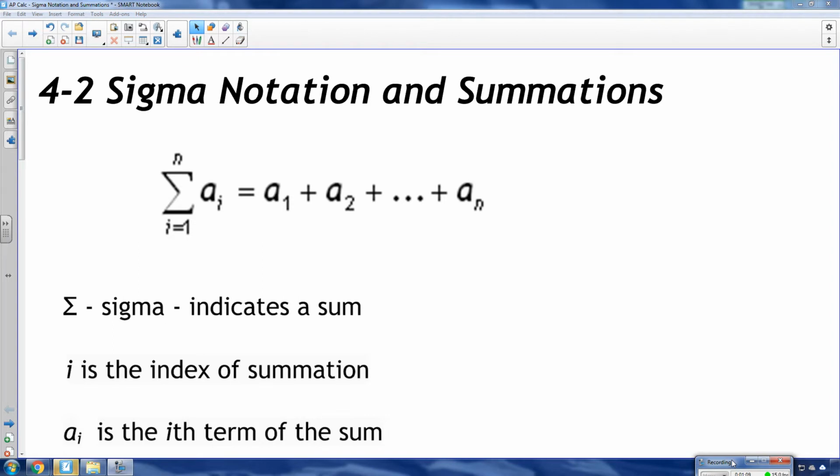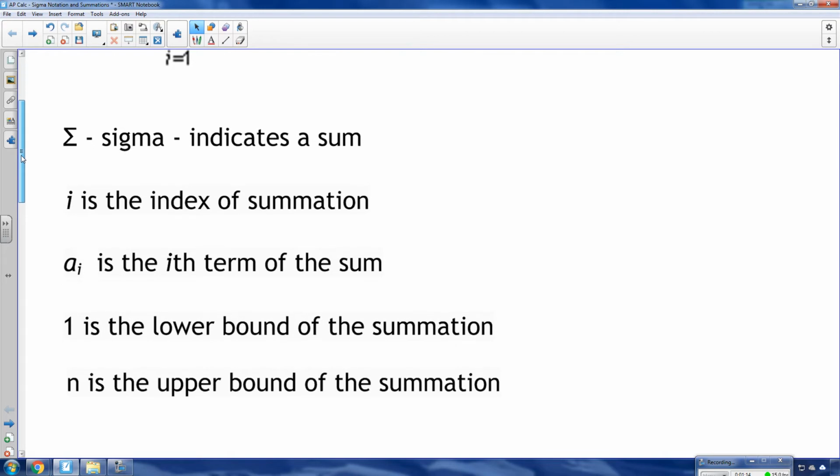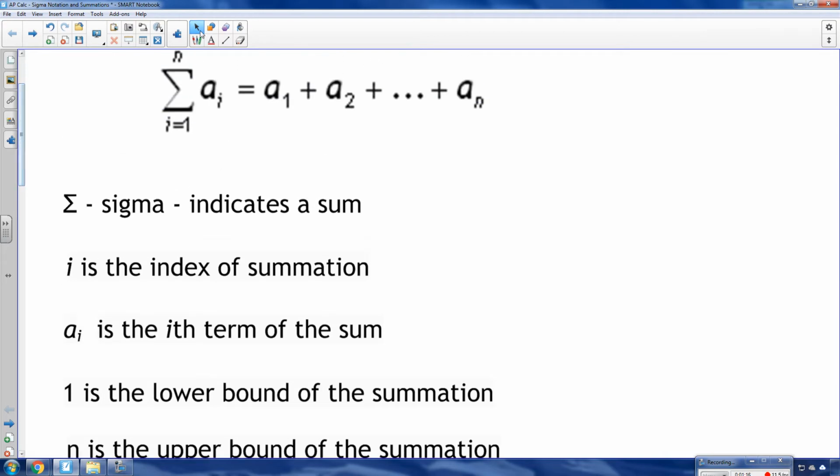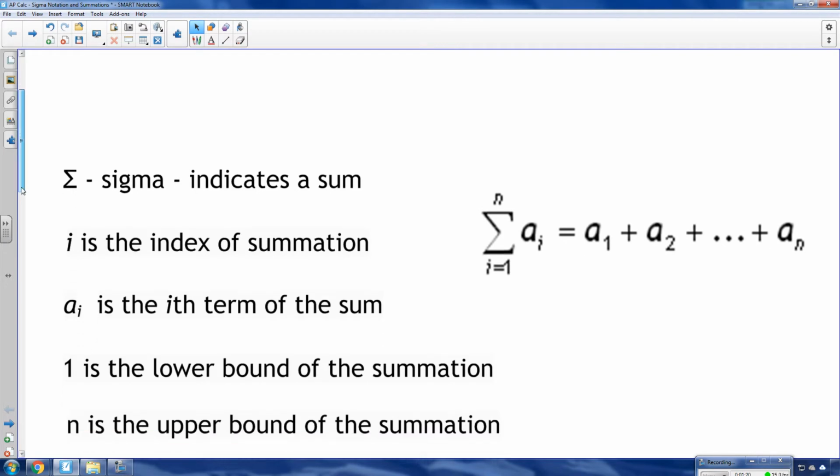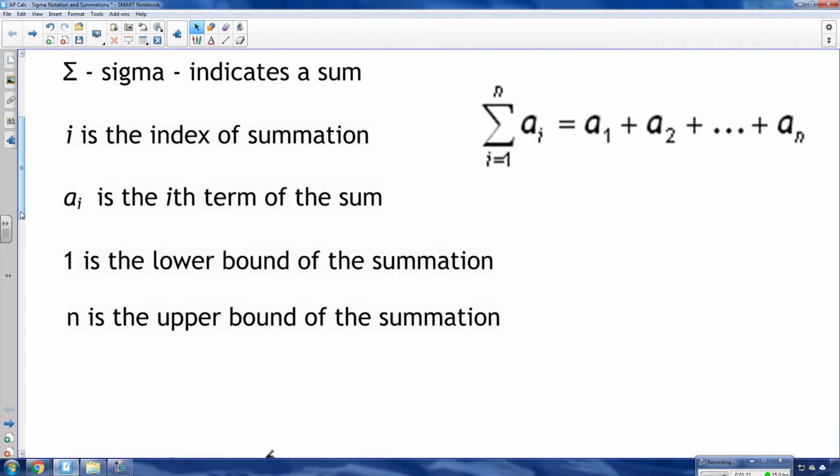So we are going to add things up. Do you see what all the symbols mean? That's what's stressful about this. More than anything, it's the notation, what everything means. We can see the sigma indicates that it is a sum. I is the index. A sub I is the ith term. So if I is 12, then it's the 12th term.